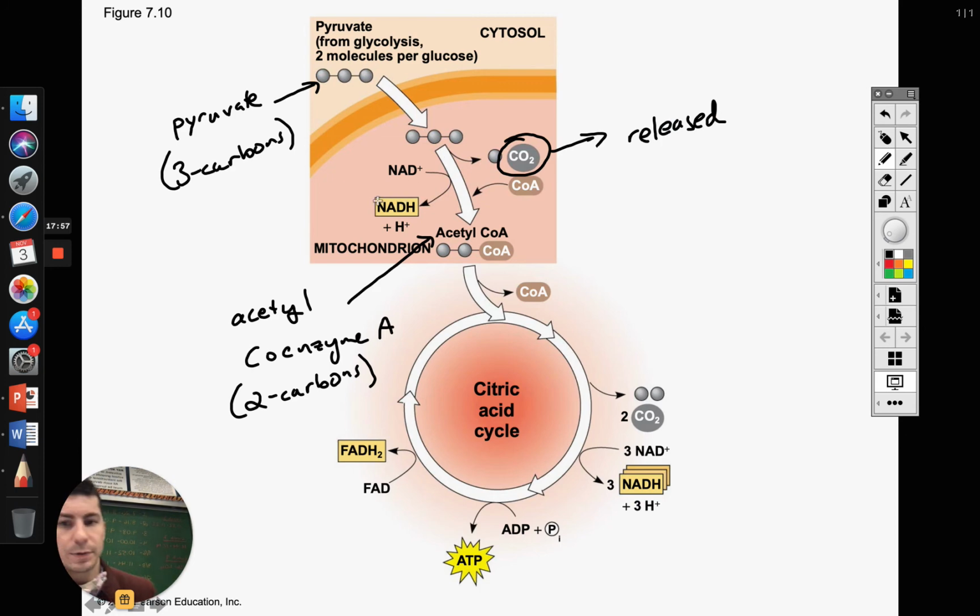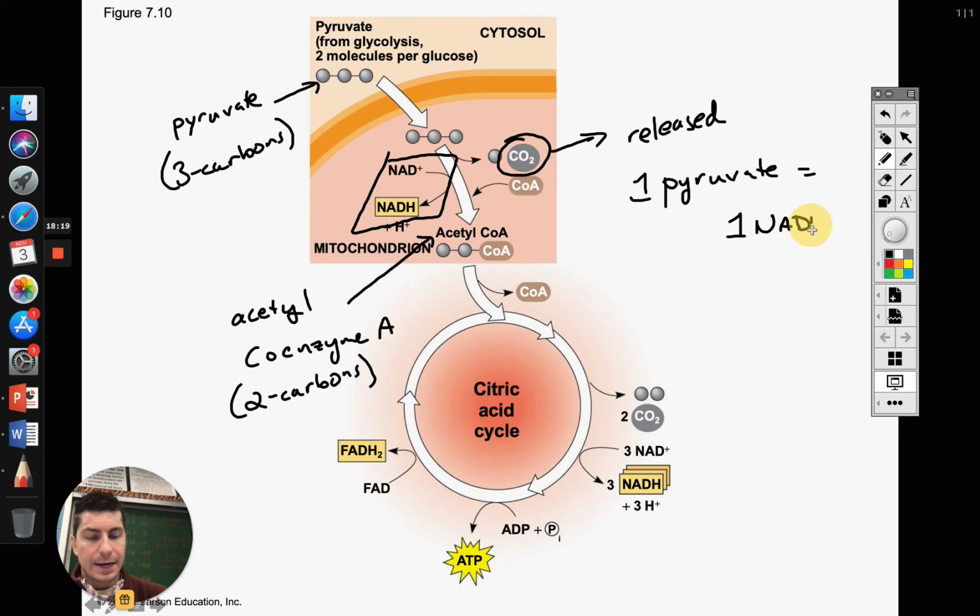Also in this process, we are going to take NAD plus and make it into NADH. Now, how many pyruvates do we have? We have 2 of them. So in reality, for each one pyruvate, we get 1 NADH out of it. We also get 1 CO2 released.